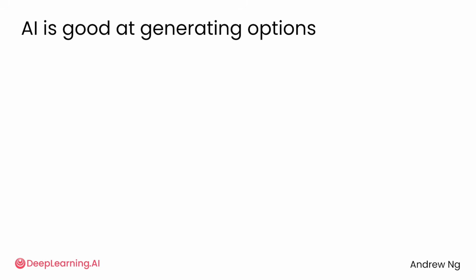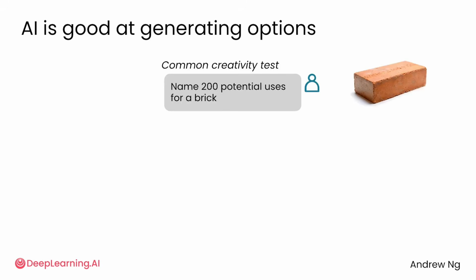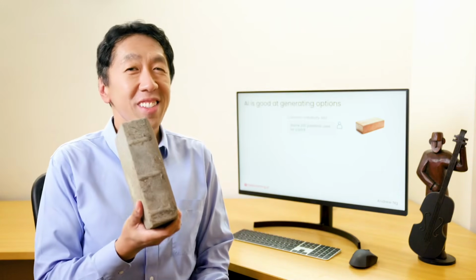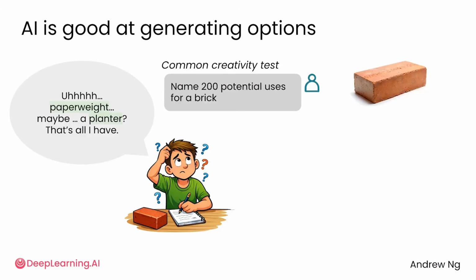AI can be pretty good at generating options. There's a common creativity test which asks people to name 200 potential uses for a brick. So given a brick like this, how many uses can you think of for it? This is actually pretty difficult. Some people think, oh, it could be a paperweight, maybe a planter, and oh, it could be used to build a house too, I guess. But to come up with 200 examples is not that easy.